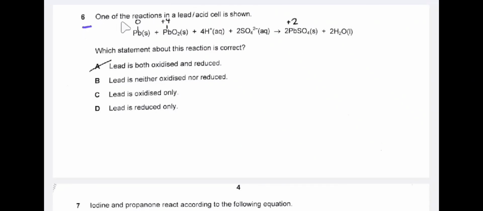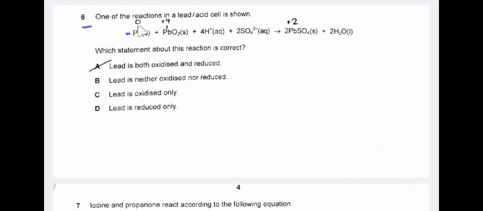In question number 6, one of the reactions in a lead acid cell is shown. So this is the reaction. Which statement about this reaction is correct? Lead is oxidized and reduced, or neither oxidized nor reduced. Lead is oxidized and it is reduced.